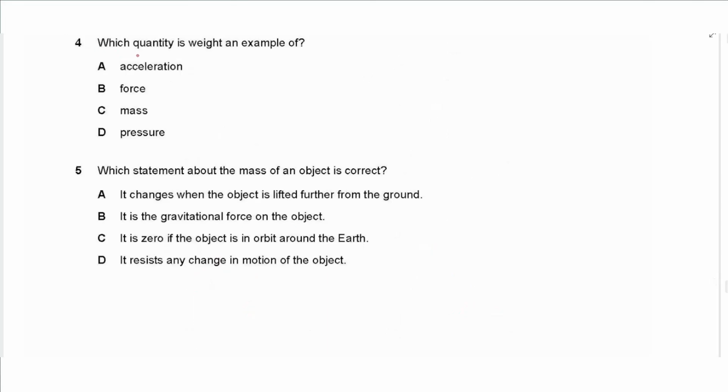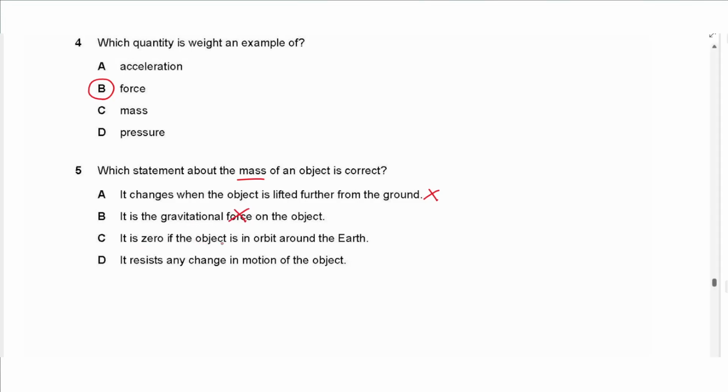Question 4 says which quantity is weight an example of? It's an example of force, so the answer is B. Question 5 says which statement about the mass of an object is correct? It changes when the object is lifted further from the ground. No, it does not change. It is a gravitational force. The mass is not a force. The weight is a force.